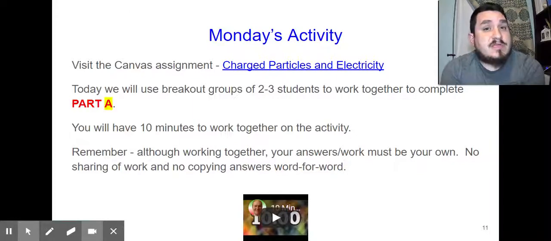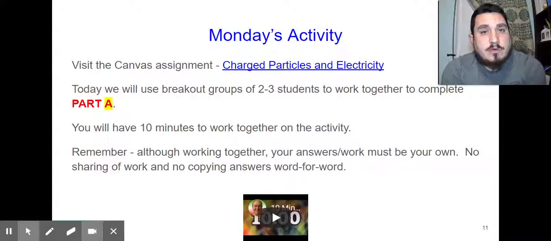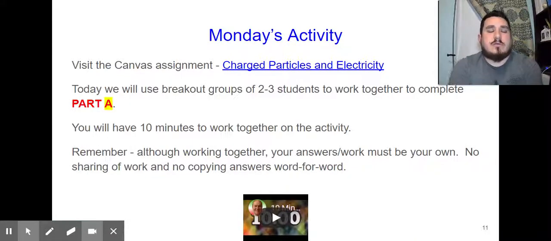I'm going to give you about 10 minutes to work on that. Even though you are working together, your answers must be your own. Okay, there's no copying, there's no sharing of work. You must answer your own questions, your own work. It's really important that we are respectful of those norms. We're not copying things word for word. I'll give you about 10 minutes to work with your partners and help each other out.